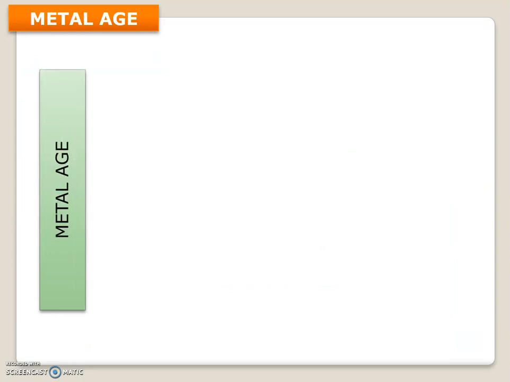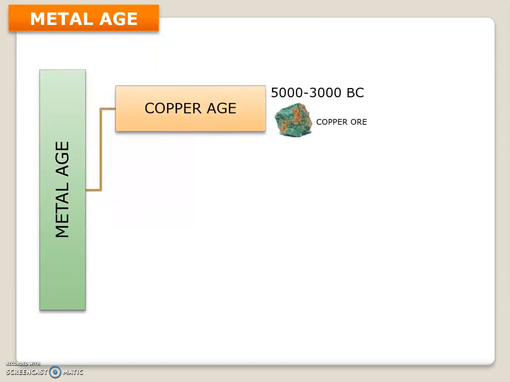The Metal Age was divided in three periods. These three periods have the name of the metal that was discovered at each time. The first stage was the Copper Age. We call that Copper Age, Edad del Cobre o Calcolítico in Spanish, because copper was the mineral, the metal. It was the first stage between 5000 and 3000 before Christ. This copper ore was discovered and used for the first metal tools.